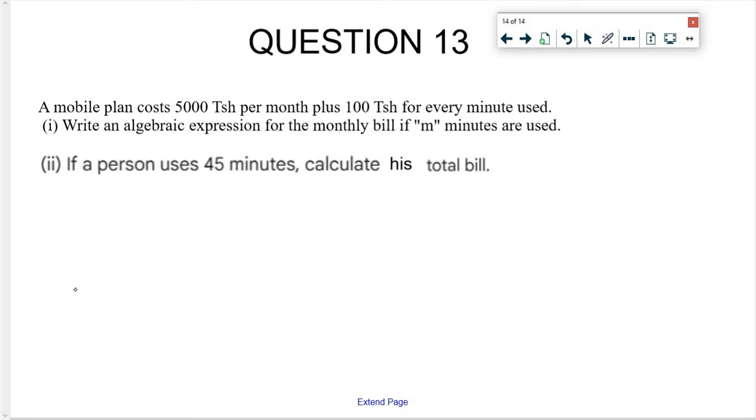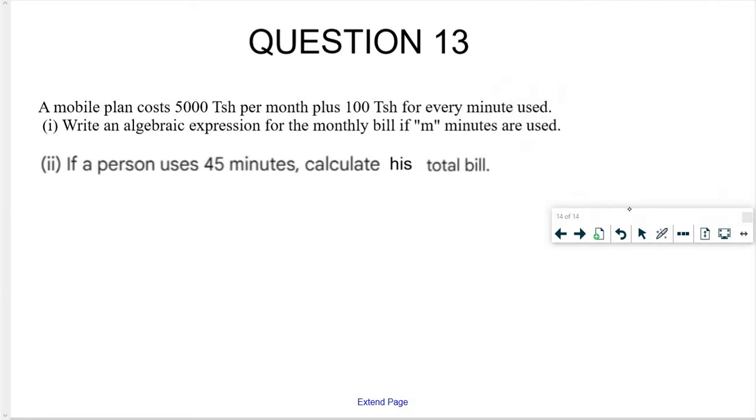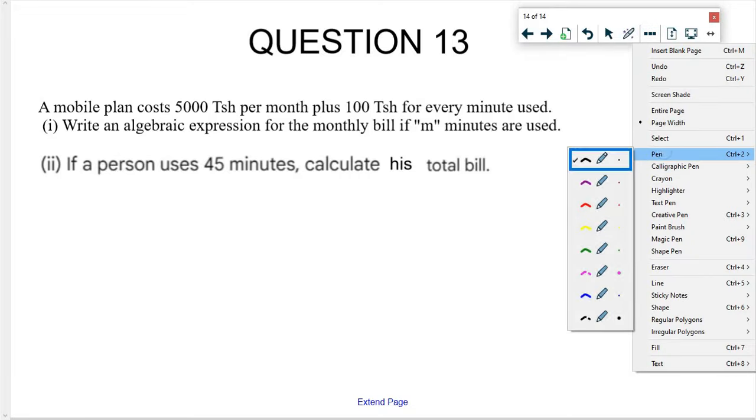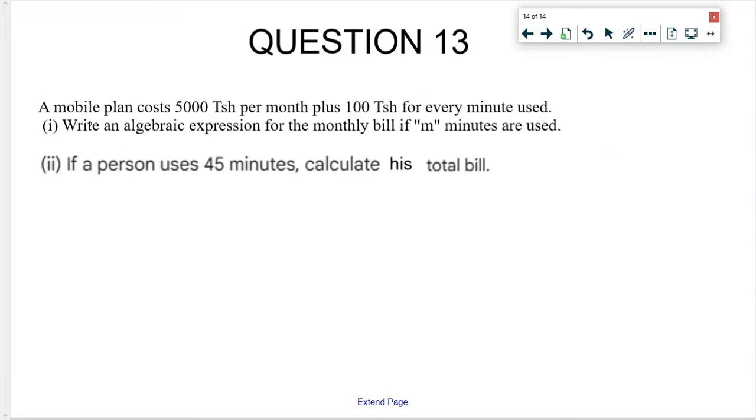Now, the last question for today. Pay attention here. A mobile plan costs 5,000 Tanzanian shilling per month, plus 100 Tanzanian shilling for every minute used. Questions. Write an algebraic expression for the monthly bill if m minutes are used.